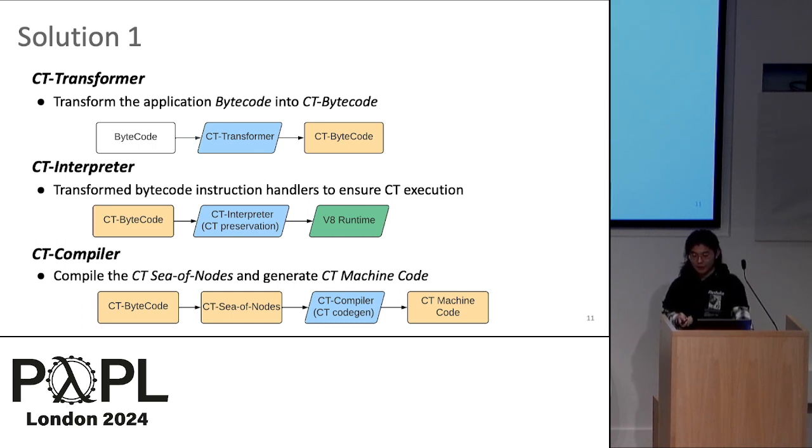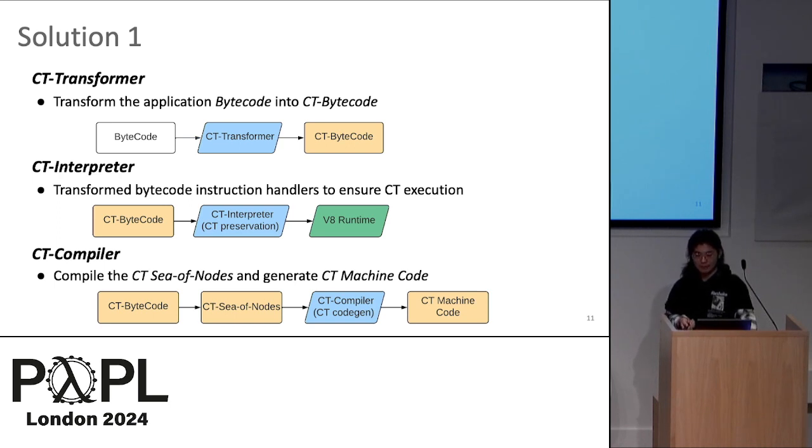So our modification will be sound and complete because we achieve algorithmic constant time transformation at the bytecode level and constant time preservation at the machine code level. So by composing all these components, we eliminate all the execution variabilities of secrets in V8.